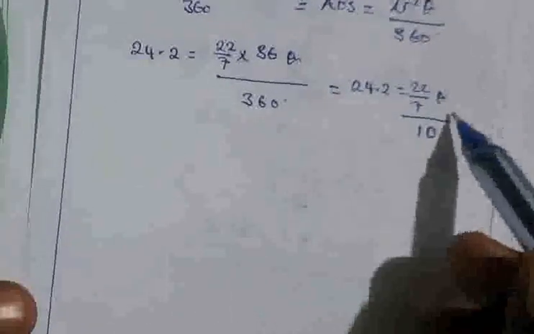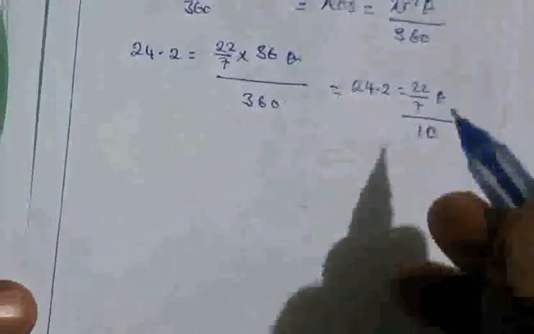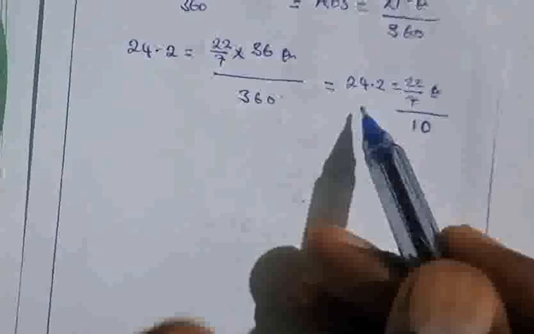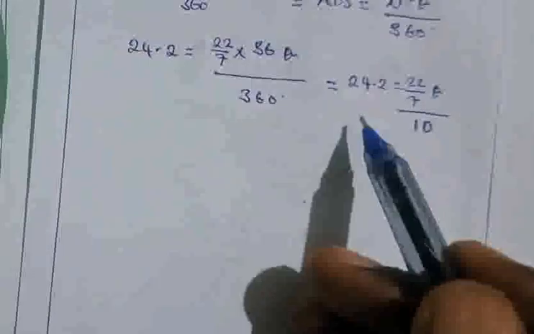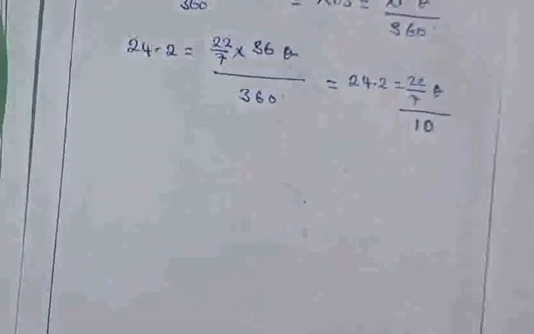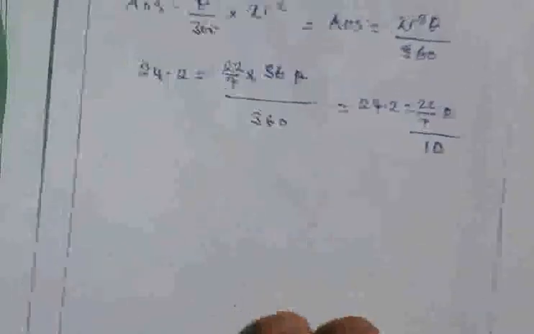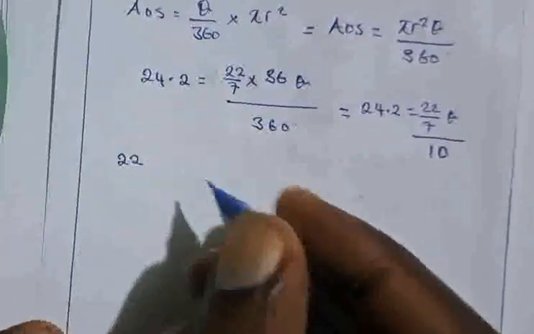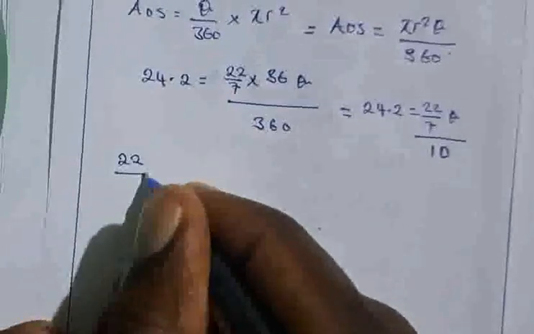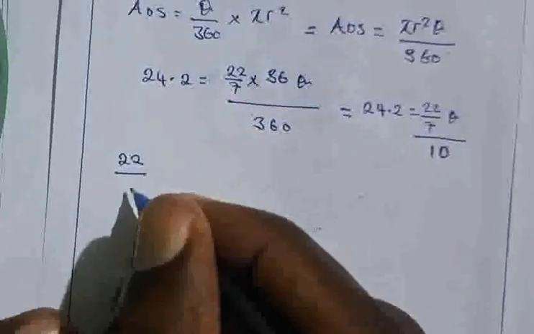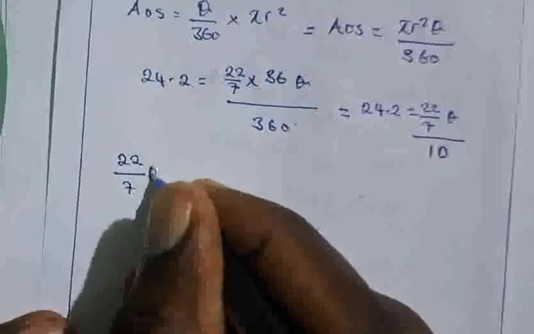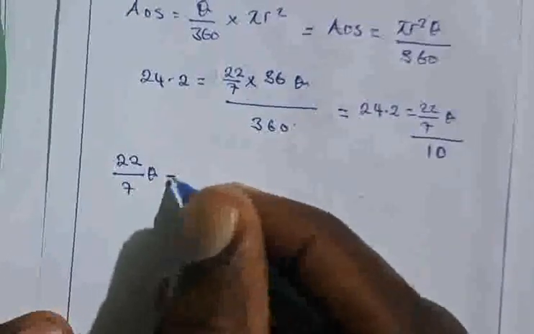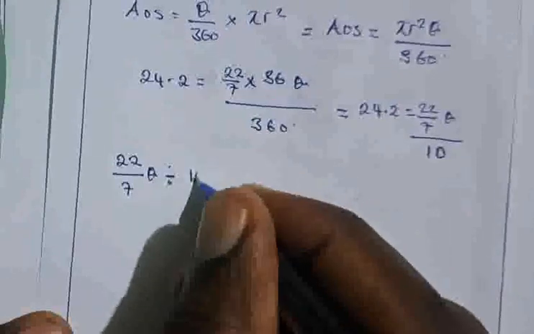Okay, let us simplify this part here. We want to simplify this part. So this part, let us ignore 24 just a bit. We're going to come back to it, but let us just ignore it for now, right? So we have 22 over 7 theta over 10. We'll just write it as divided by 10.